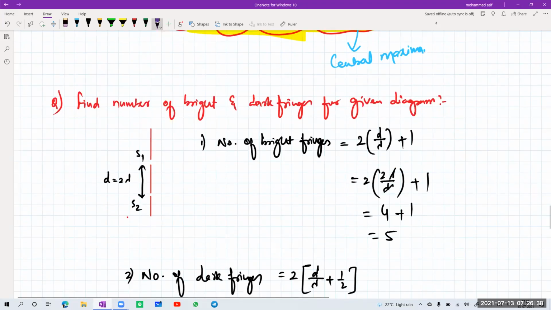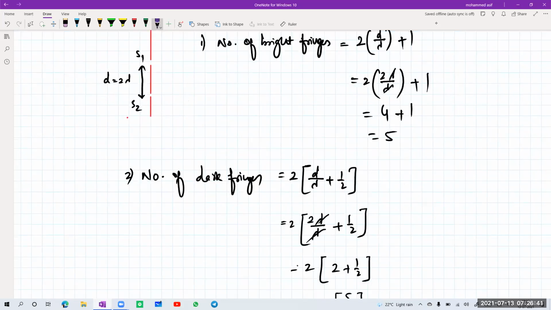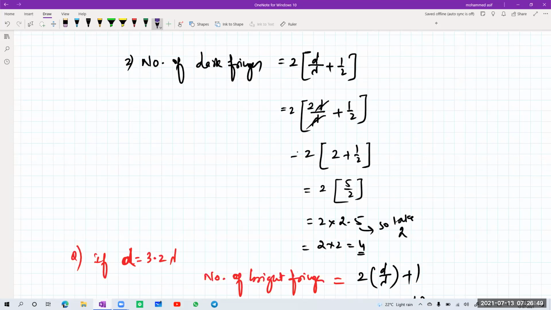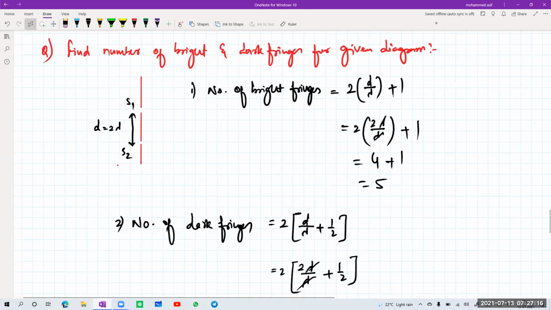Number of dark fringes means 2 into d by lambda plus 1 by 2. Lambda will get cancelled, so it is 2 plus 1 by 2. So 2 plus 1 by 2 is how much for me? 5 by 2. 5 by 2 means 2 into 5 by 2. So 2 into 2.5 will give me how much, beta? 4.5. So I'm taking this one as only 4. We take the integer. I told you to take the lowest number of that one, that means you take 2.5 as 2 and simplify. So 2 into 2 will become 4. So for the above question, bright points we are getting 5, and dark points will be equal to 4. Okay?